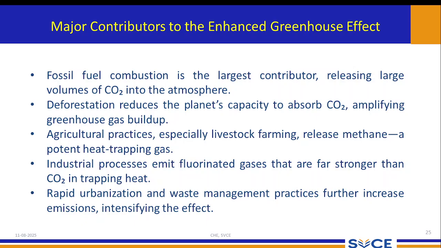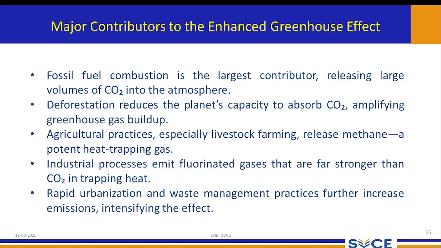Deforestation reduces the plant capacity to absorb carbon dioxide, amplifying the greenhouse gas buildup. Agricultural practices, especially livestock farming, release methane, a potent heat-trapping gas. Industrial processes emit fluorinated gases that are far stronger than carbon dioxide in trapping heat. So how many times? More than 1,000 times stronger than carbon dioxide.